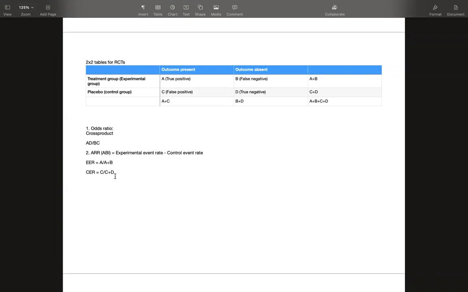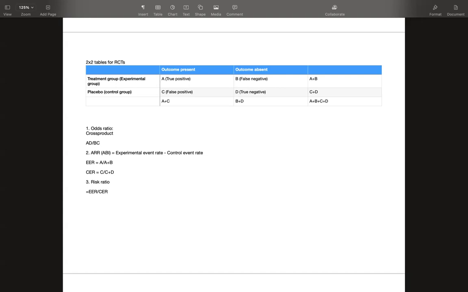Now that we have the values for EER and CER, we can easily find out the ARR, which is absolute risk reduction, or ABI, absolute benefit increase. It is nothing but the difference between experimental event rate and control event rate. And similarly, it's very easy: if I talk about the risk ratio, what would it be? EER divided by CER. Okay, simply. Is it clear? Yes, it is. Okay, great.